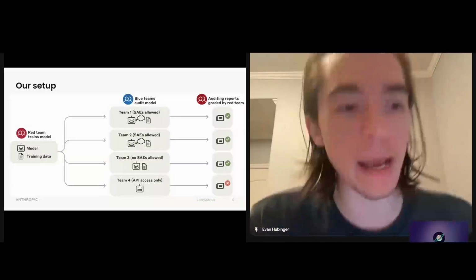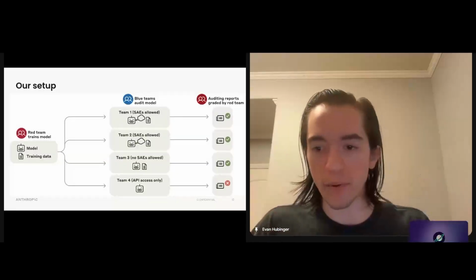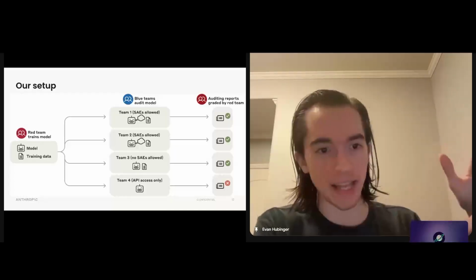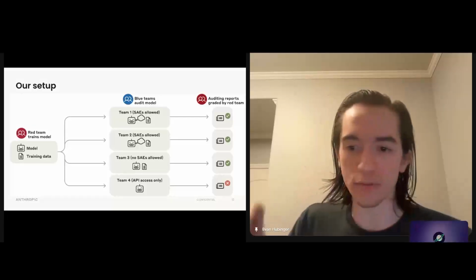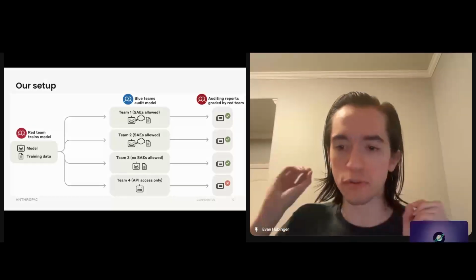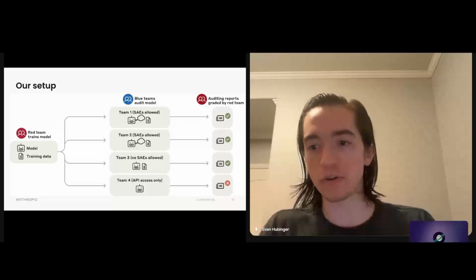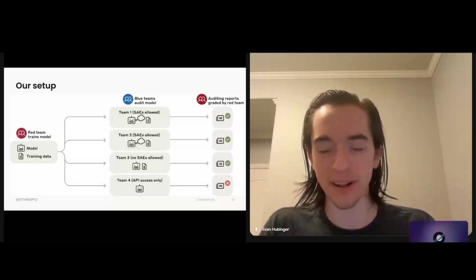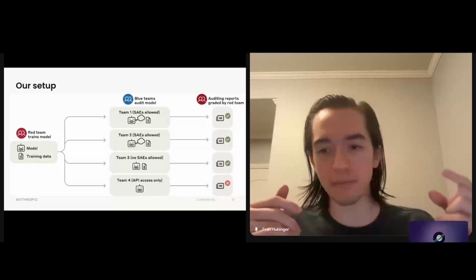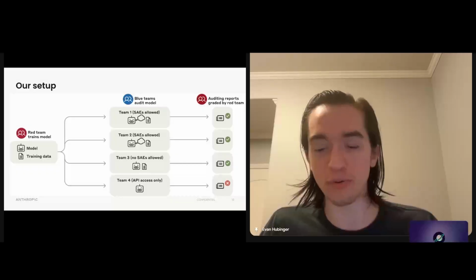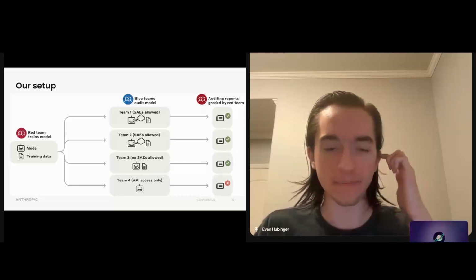Okay, so here's the basic setup. Reiterating, we have the red team. The red team trains some model. That model has a hidden misaligned goal. That model is passed off to various blue teams. Those blue teams then audit the model with different techniques, and they produce some report on how they think the model is misaligned. And then the red team gets to look at those reports and decide, did they actually get the true way in which this model is misaligned?